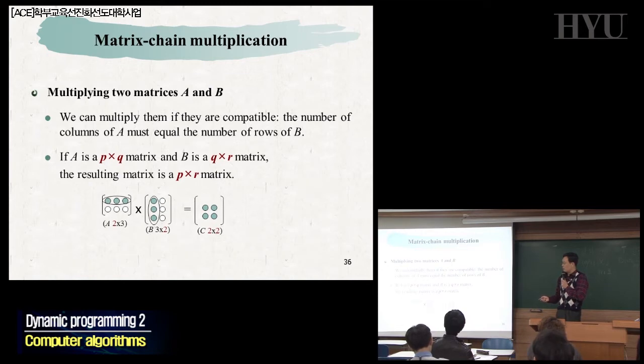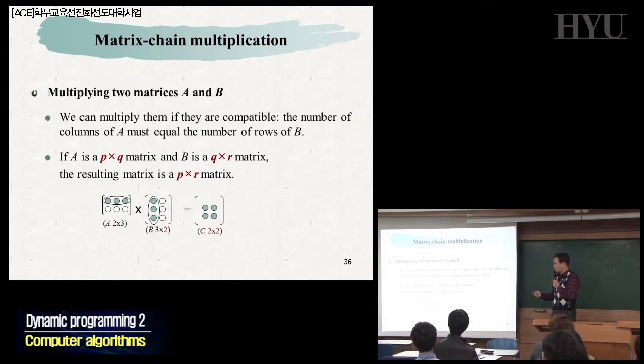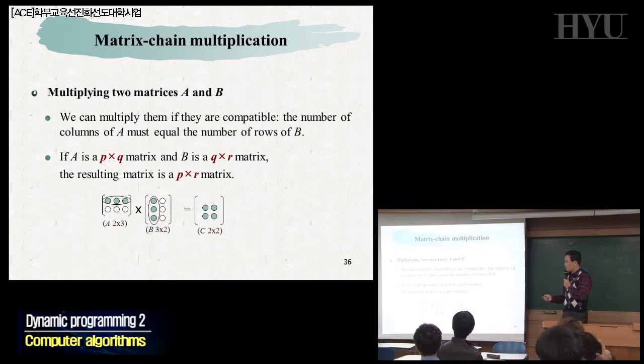This is a 2 by 3 matrix, and this is a 3 by 2 matrix. So the column number is the same as the row number. Then we can multiply these two matrices. If A is a P by Q matrix and B is a Q by R matrix, then the resulting matrix is a P by R matrix.